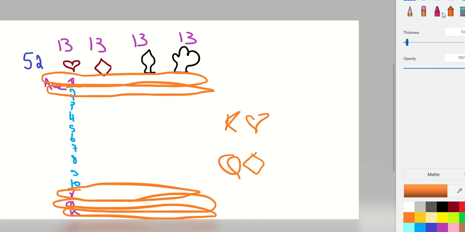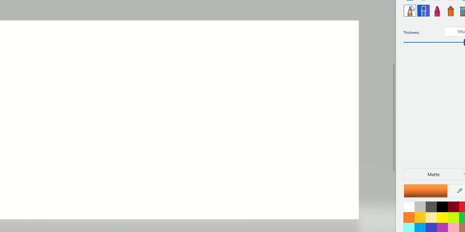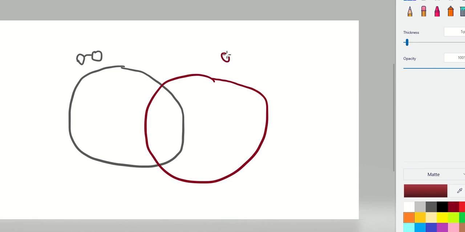So if I want to go back and think about it real quick, what I just mentioned. Let's say this is everybody that is wearing eyeglasses. Okay, so I'm just doing this so that we know that these are wearing eyeglasses. And this is everybody who is a boy.